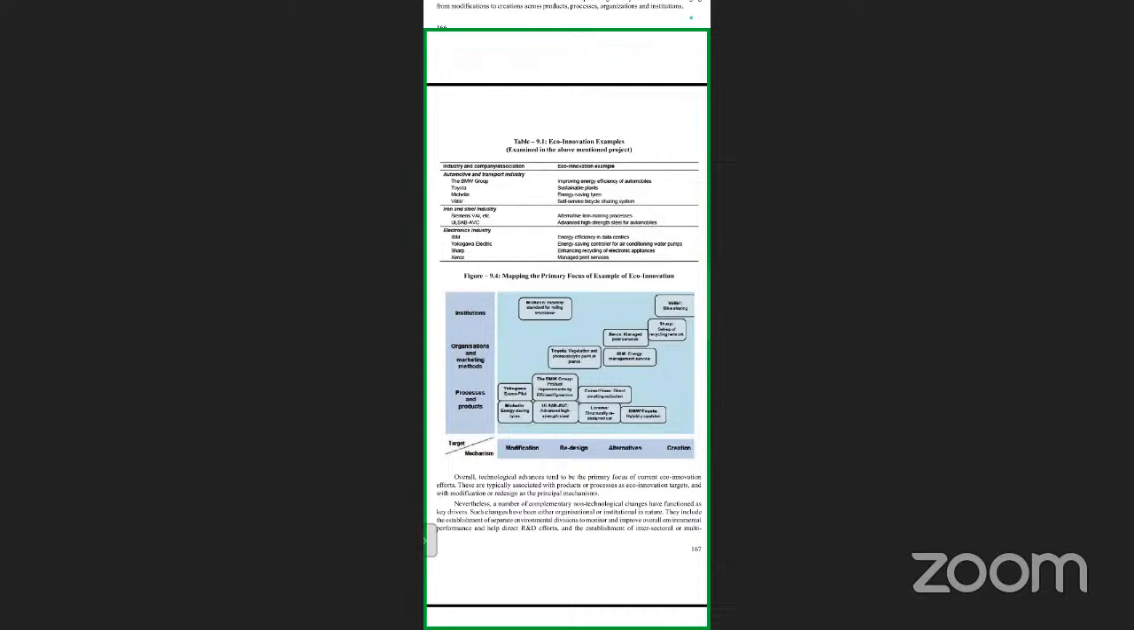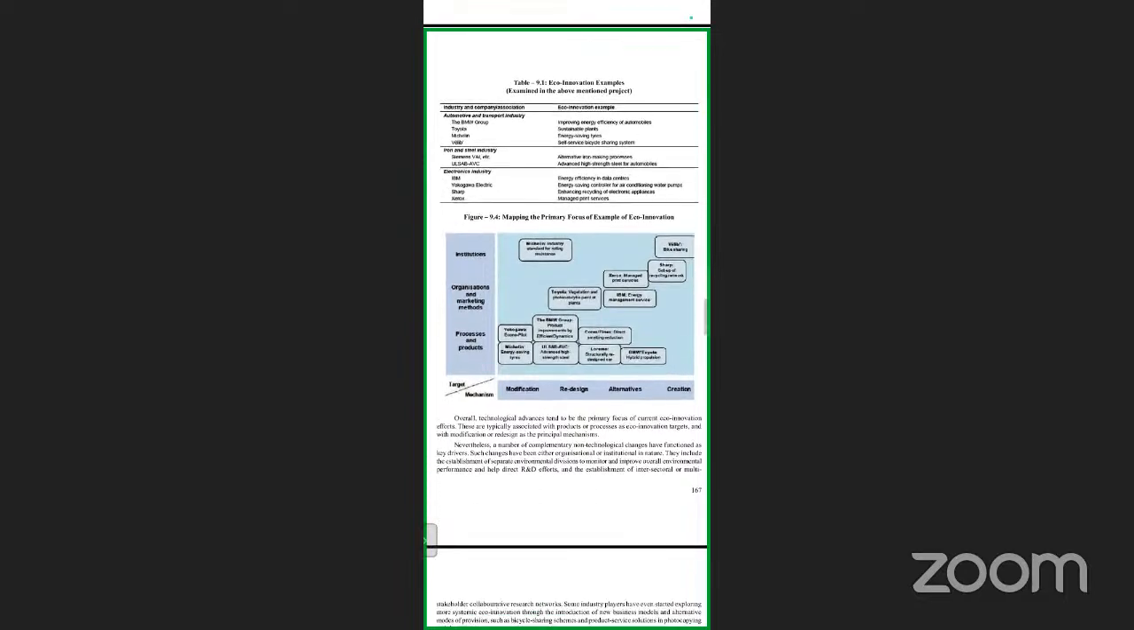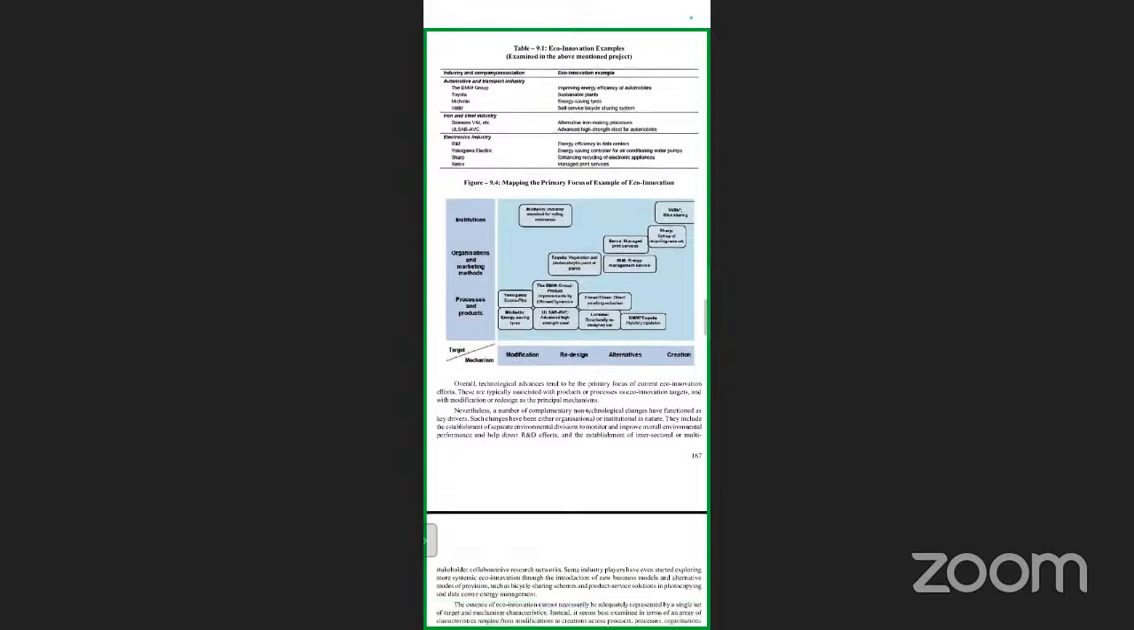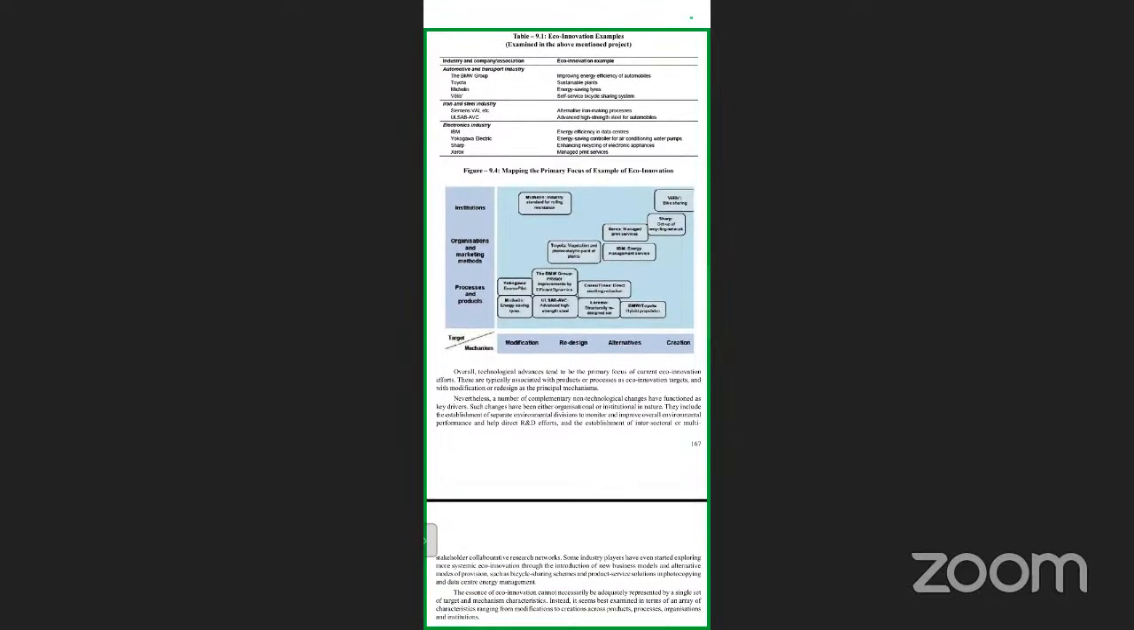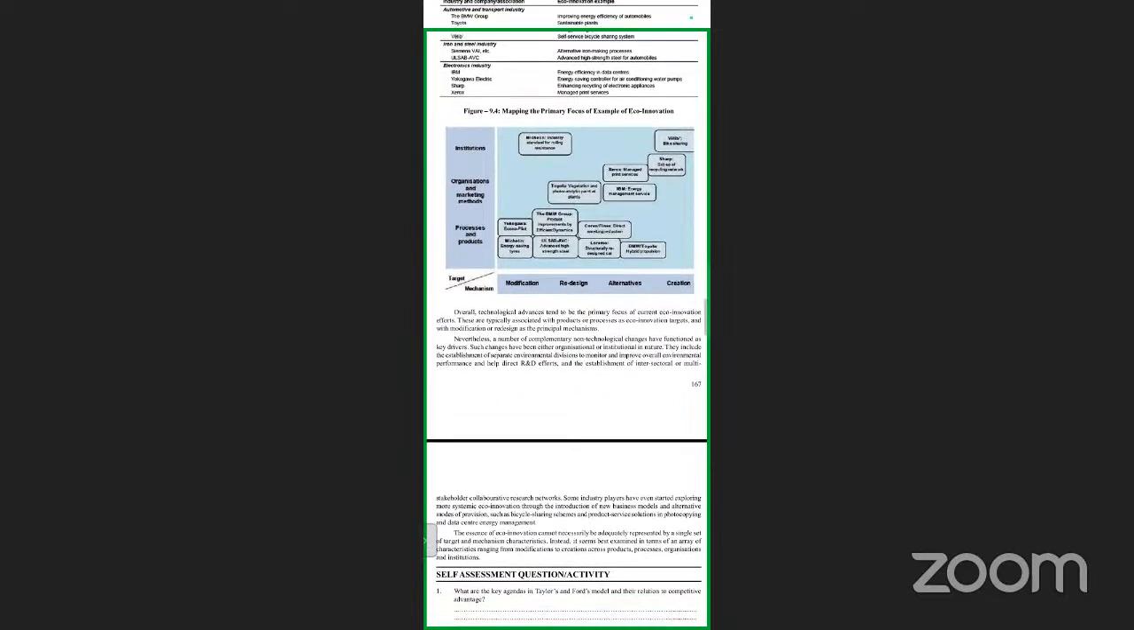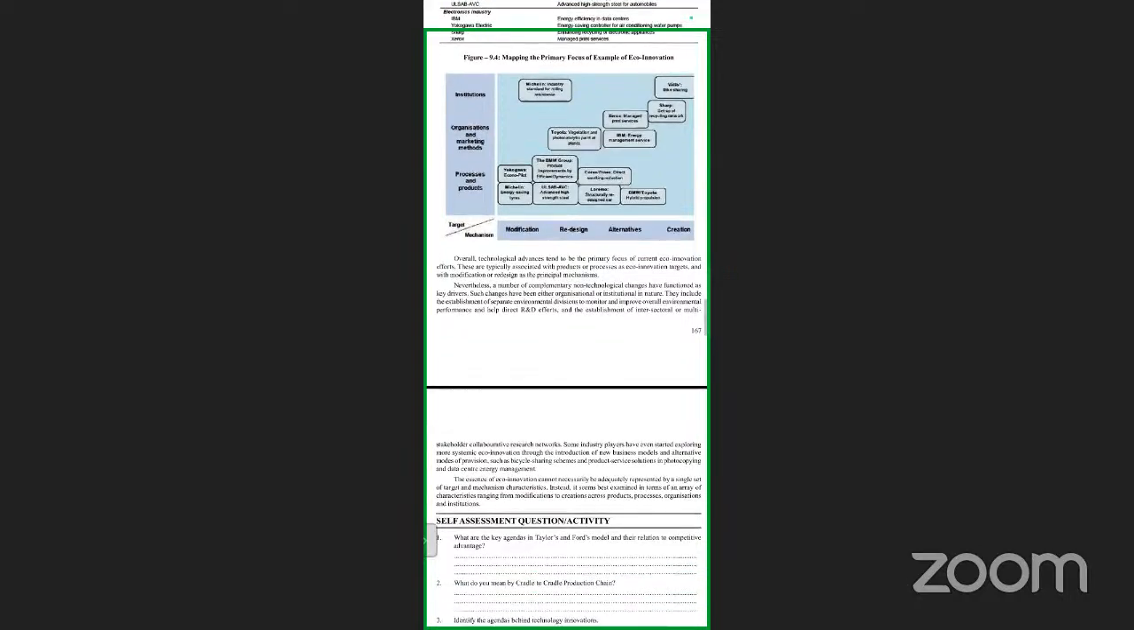And when we're talking about the electronics industry, IBM's eco innovation talks about energy efficiency in data centers, and Yokogawa Electric has energy saving controllers for air conditioners and water pumps, and Sharp is enhancing recycling of electronic appliances. And Xerox has managed print services. So this is the mapping of the primary focus and examples of eco innovation. Whatever we have discussed, they are showing here in the representation of a chart or a graph.